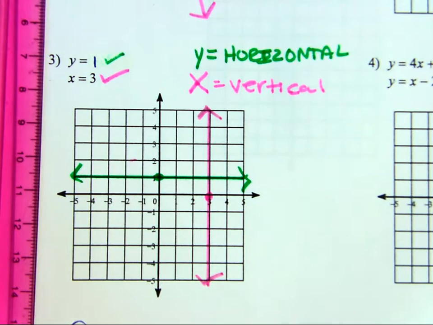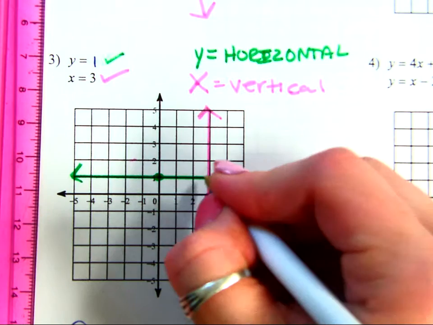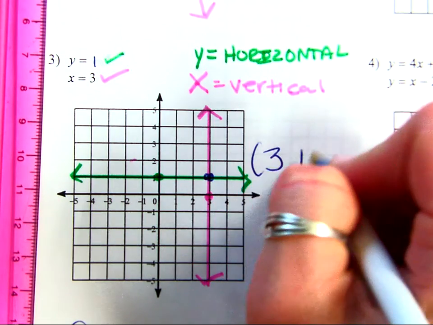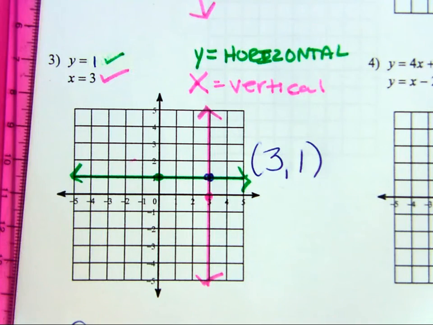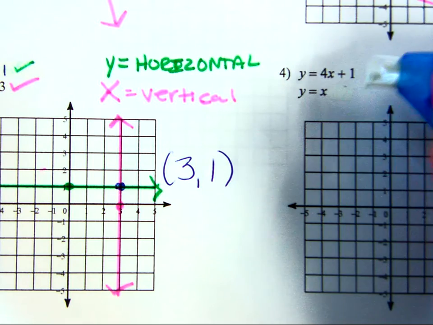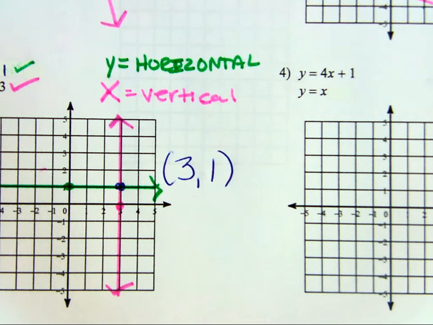And now I need to give the name of this point right here. Be careful. Is it 1, 3 or 3, 1? 3, 1. Good. Okay? And then I want you to take off this minus 2. Just scratch that out for this one.